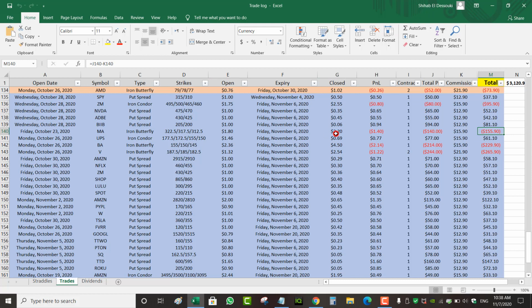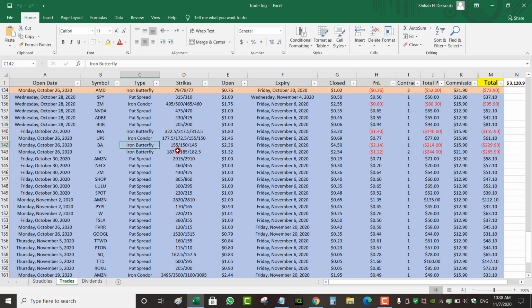If I had held it till expiry, I would have lost less. I could have closed it for about $2.50. UPS, I closed it early, made a profit of $61, but I could have made full profit if I let it go to expiry.